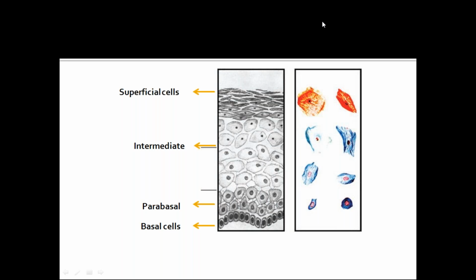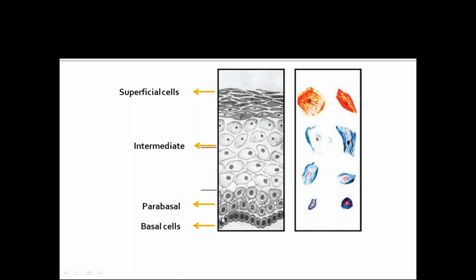You can see in this picture, from down there, the basal cells. There are four types of cells in the vagina: basal cells, parabasal cells, intermediate cells, and superficial cells. These are the basal cells. They are large cells with a large, basophilic nucleus. And these are parabasal cells. These are immature cells, more mature than the basal cells. The parabasal cells are also large, but the nucleus is smaller than in the basal cells.